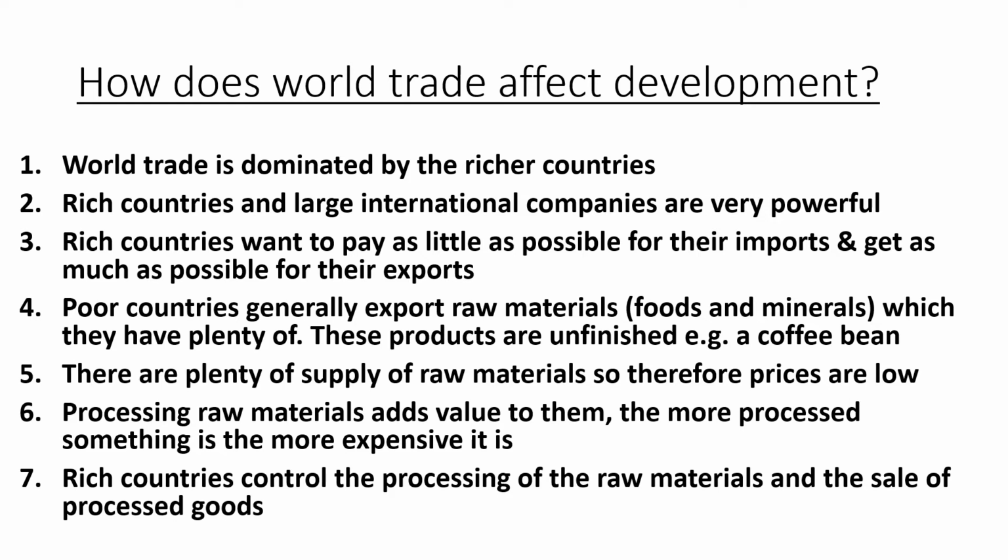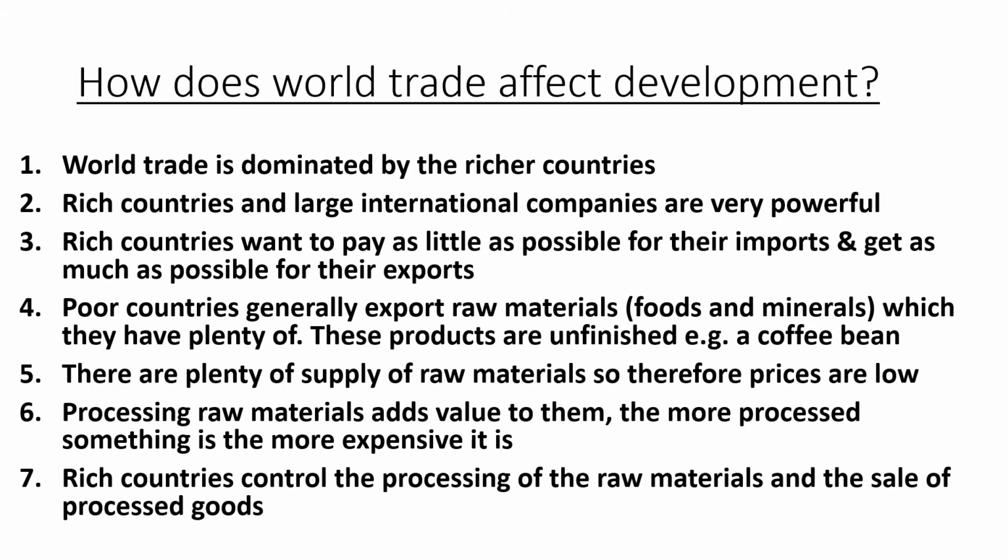Now you don't need to write all of these down, but you do need to listen to my explanation so that you understand. World trade is dominated by the richer countries. That's the first thing you need to know. Rich countries like us and large international companies like BP oil or Shell oil or Amazon, so really big companies, they are very, very powerful.